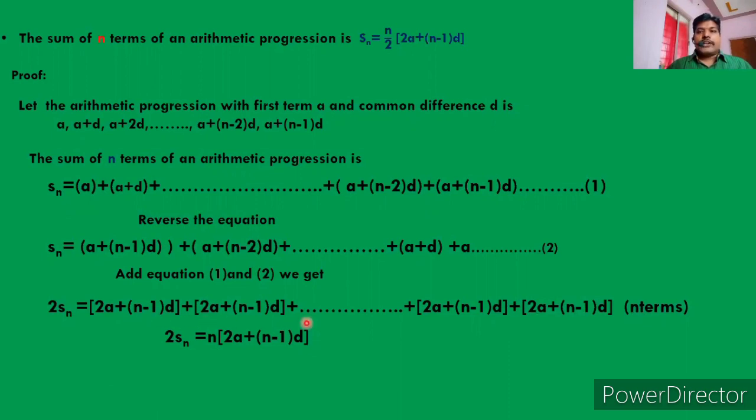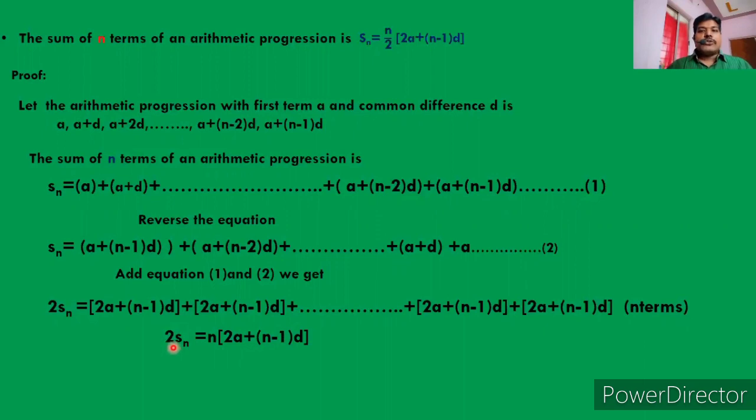Understand, students? N terms are there. If you add, all the terms are the same. A plus a, 2a. A plus a plus a, 3a. A plus a plus a plus a, 4a. That means, if you add the same number many times, you get a multiple of it. So here also all the terms are the same. How many terms are there? N terms. So it will become n into (2a plus (n minus 1) into d).